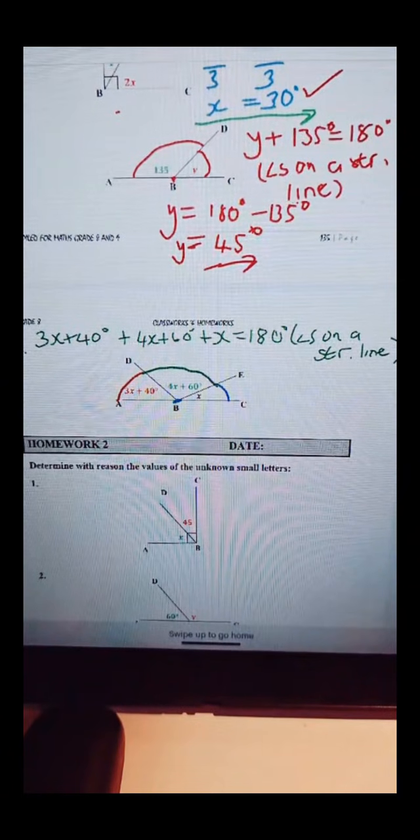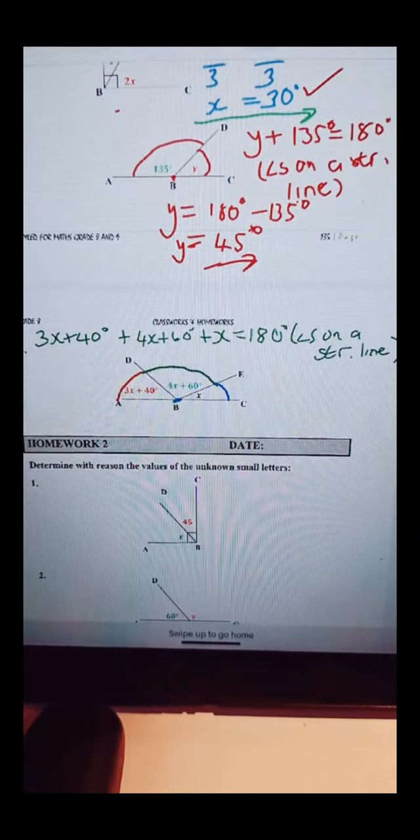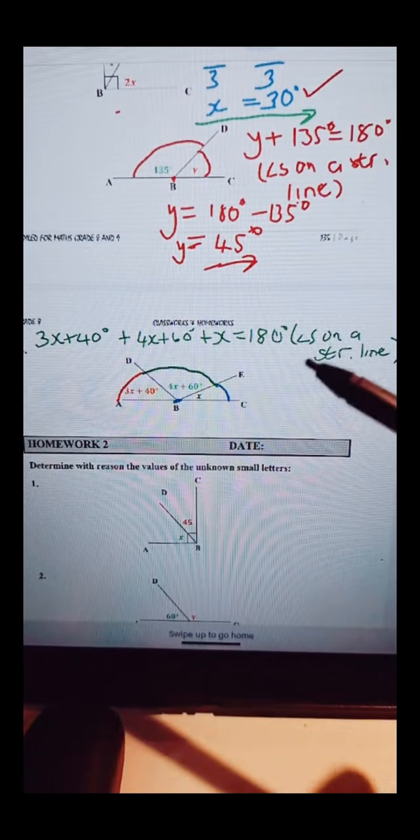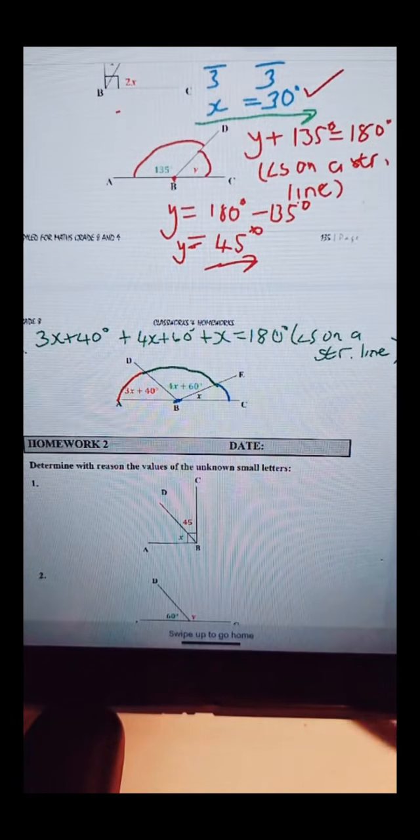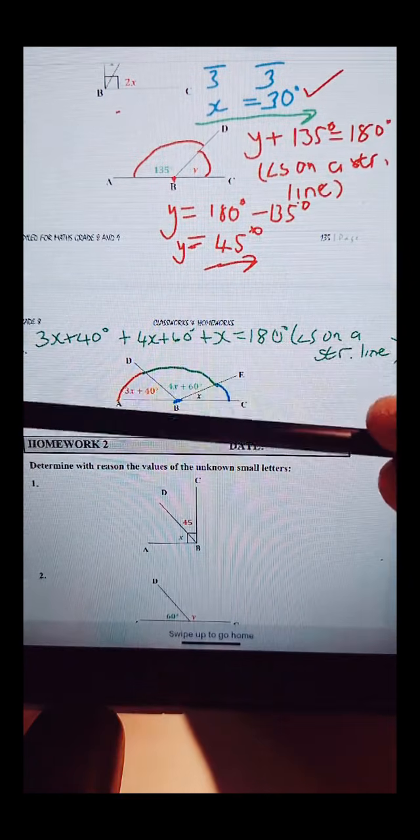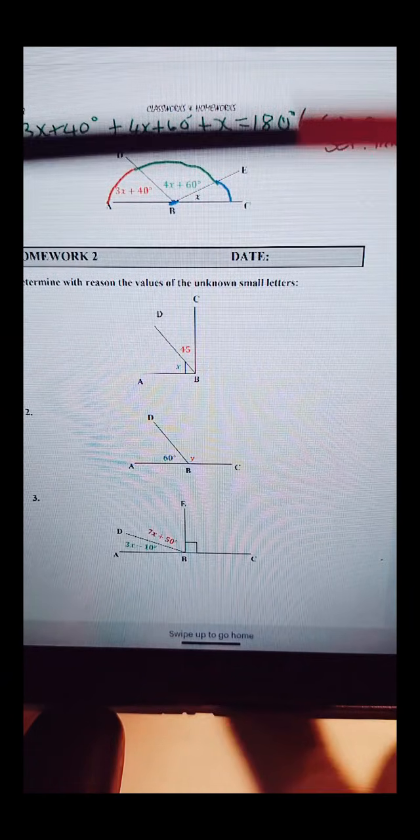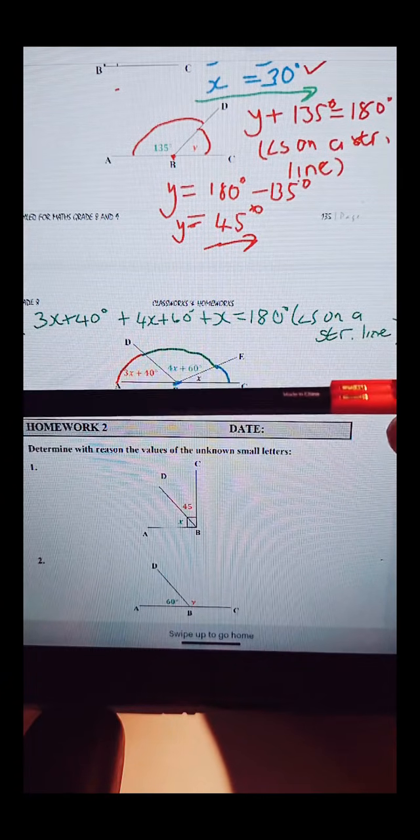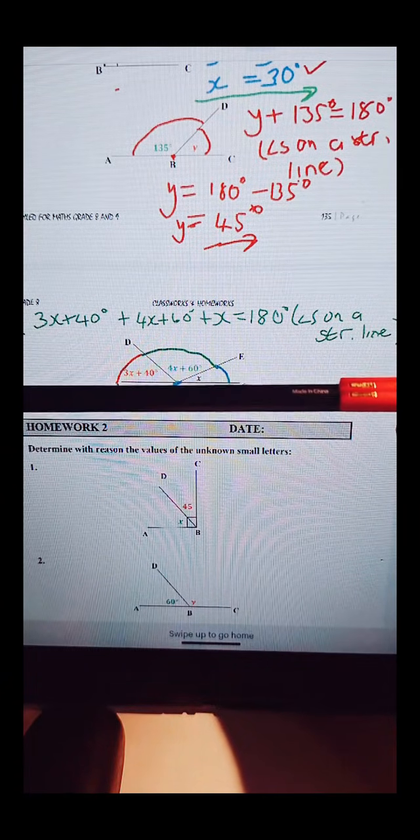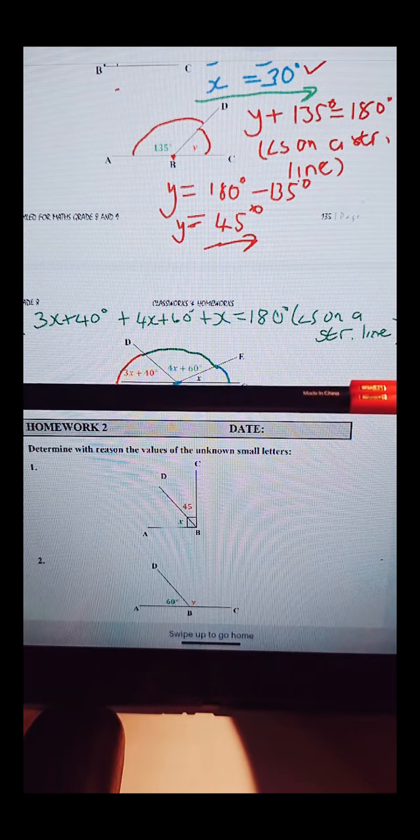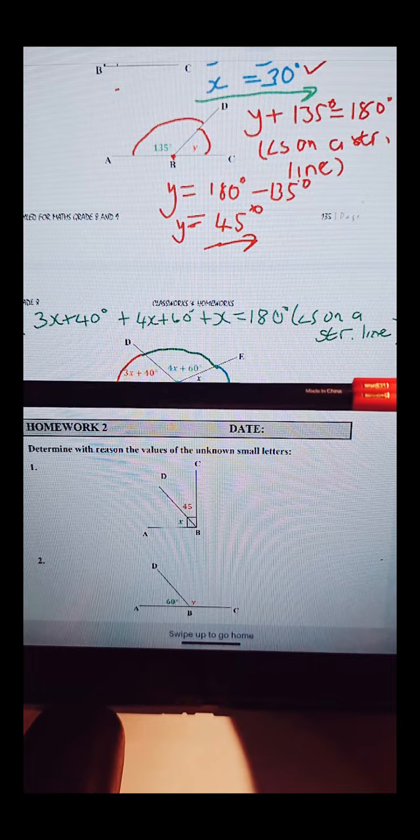So let's be very careful what reason we provide. Angles around a point is something else, really. This one is angles on a straight line. Why? Because all of these angles, x, 4x plus 60, 3x plus 40, are resting on this line, line AC, line ABC, which is a straight line.